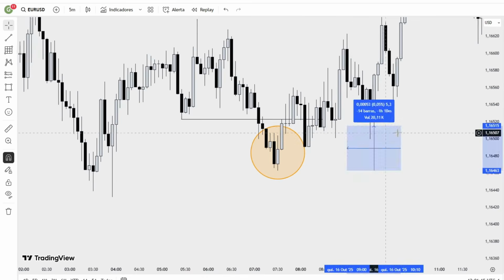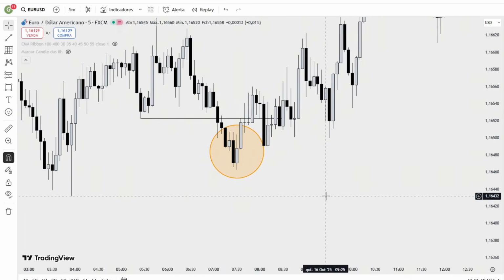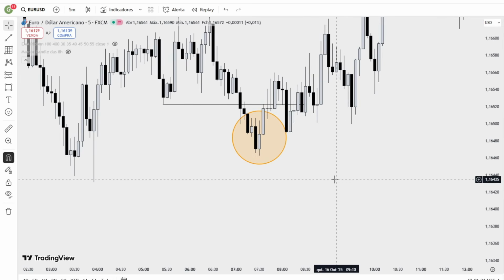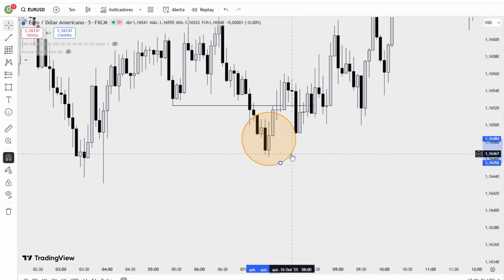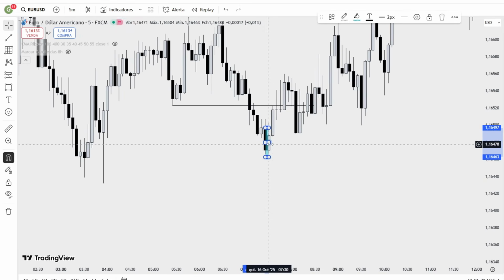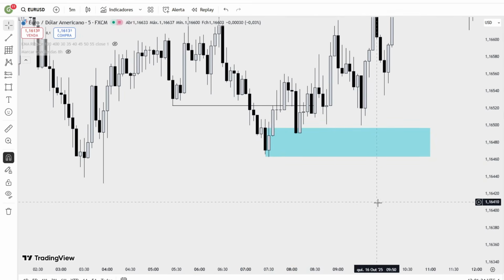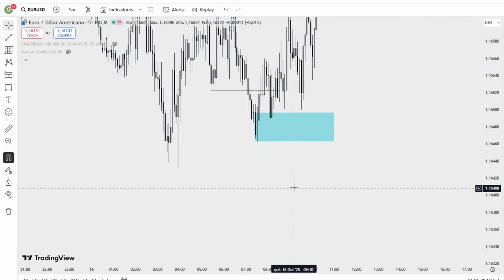Here we have a manipulation too. Manipulate right here, accumulate, manipulate, and here it distributes. So here you can assume where the movement of grabbing liquidity starts in this case. From this black candle till the wick of the positive candle, this is your order block. Simple as that.